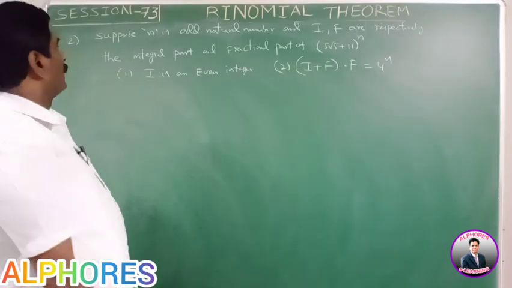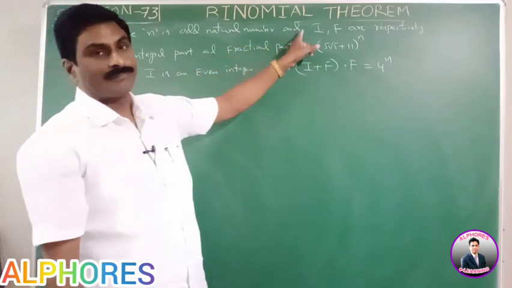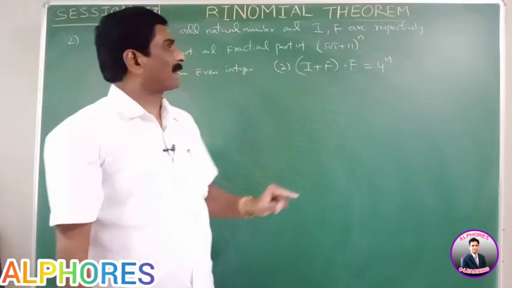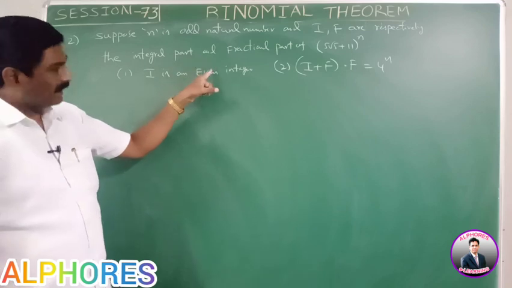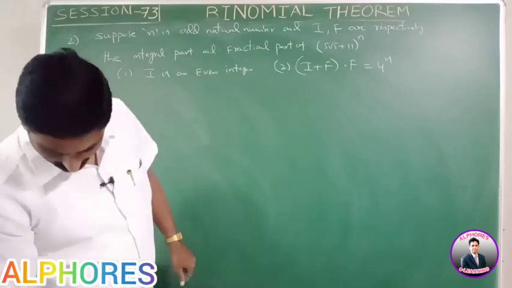Next, suppose n is an odd natural number and I, f are respectively the integral part and fractional part of 5 root 5.